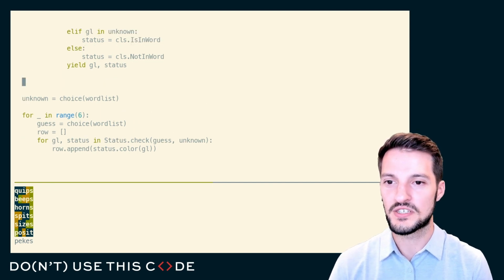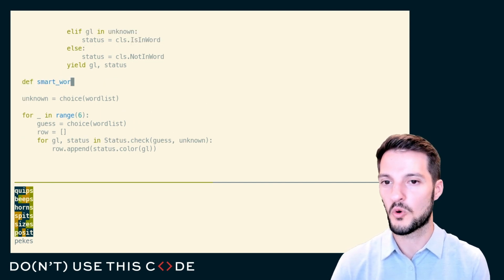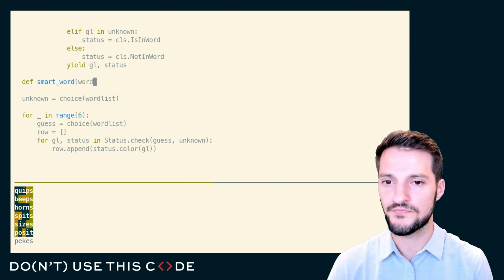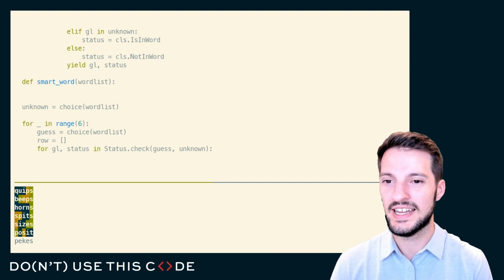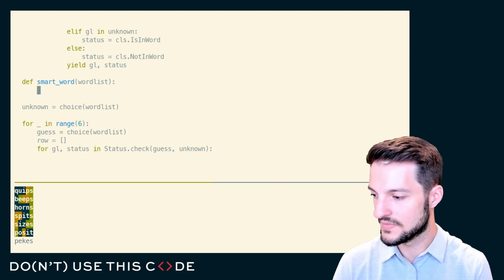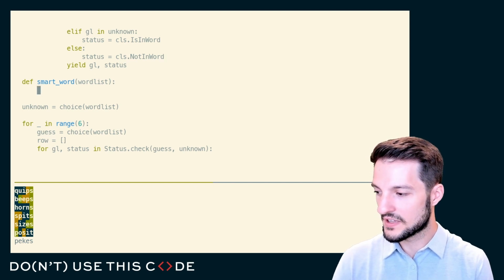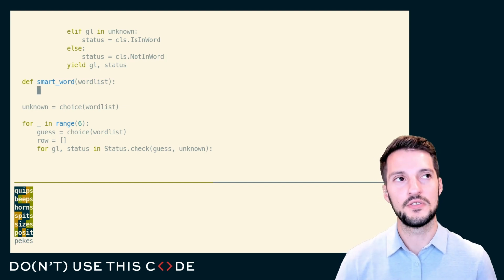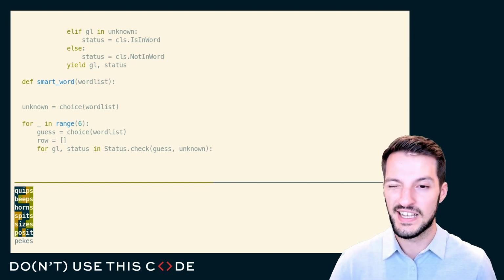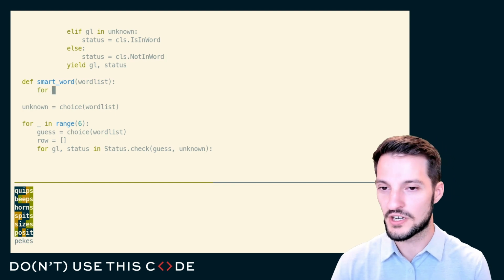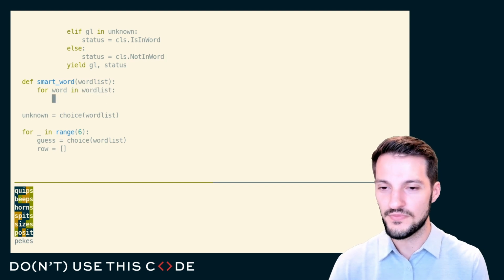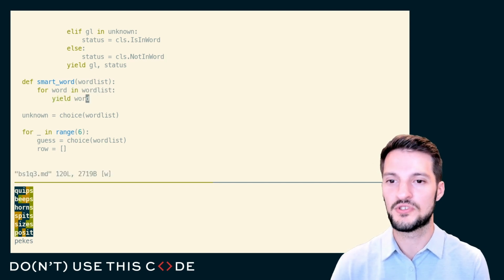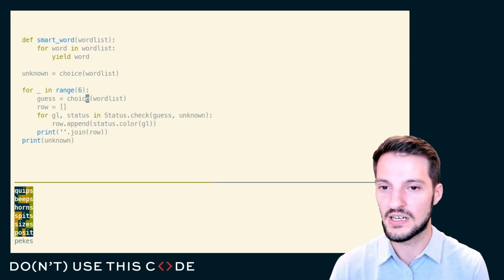Let's see if we can implement this strategy as a smart word, aptly named. So just like our random function, let's pass in the word list. And just to start things off, whenever I think of simulating something or taking multiple guesses, I usually think of a type of generator. So we can probably start off with something that's just really basic: for word in word list, and I'm just going to produce each word as it comes up.